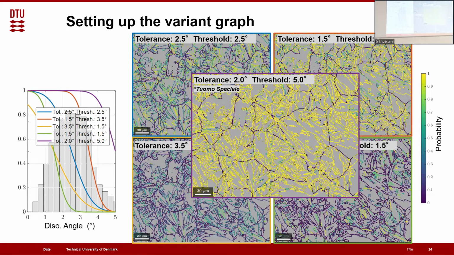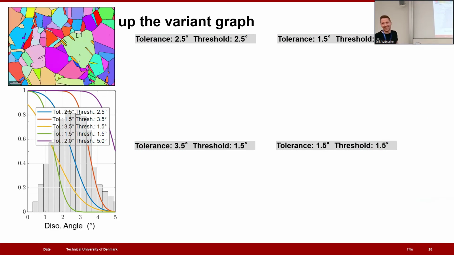Then there's one last parameter set that I would call Tomo Speciale, because I asked Tomo about his favorite parameters for grain reconstruction. He said, I always use threshold 5, tolerance 2, and it gives really good results. And one can see that this probability function nicely curves around this distribution here and really gives a nice distinction between the outlines of the prior parent grains and the internal part. So maybe Tomo's onto something here. So please use that as a reference. Tomo Speciale. Yeah.